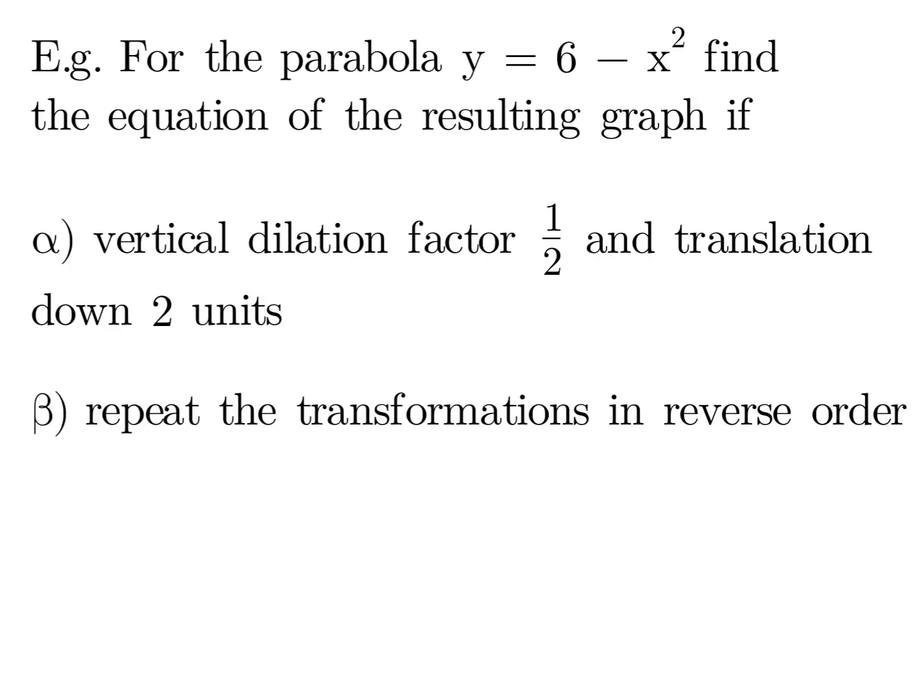Welcome to Combinations of Transformations. So we're going to have a look at combining our dilation video with our translation just to put it all together in one example. So for example, y equals 6 minus x squared. We're going to have a vertical dilation by a factor of a half and then a translation down 2 units. And then we're going to repeat the exact transformation, but in the reverse order.